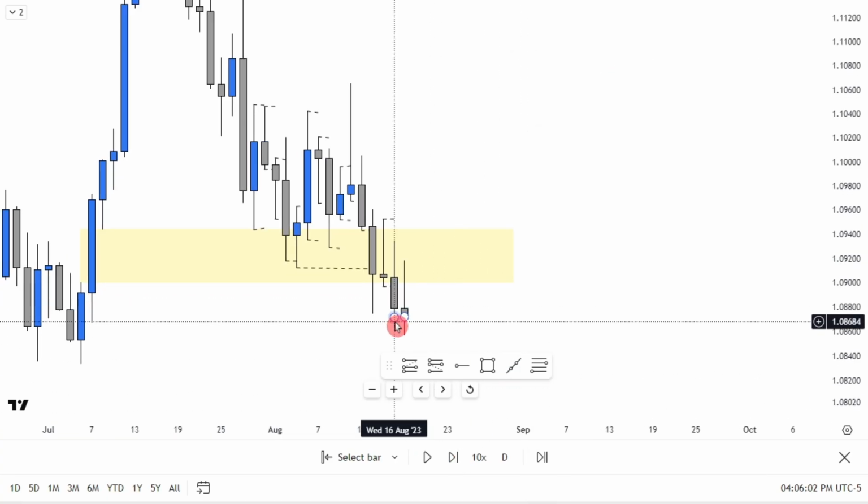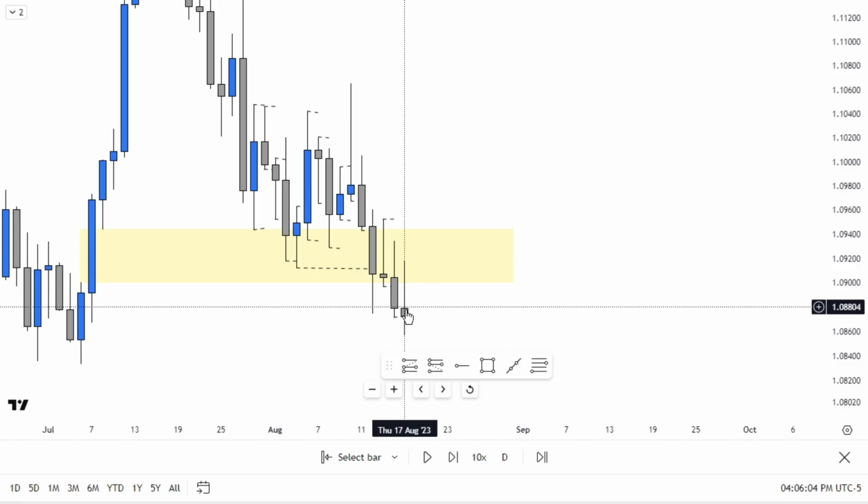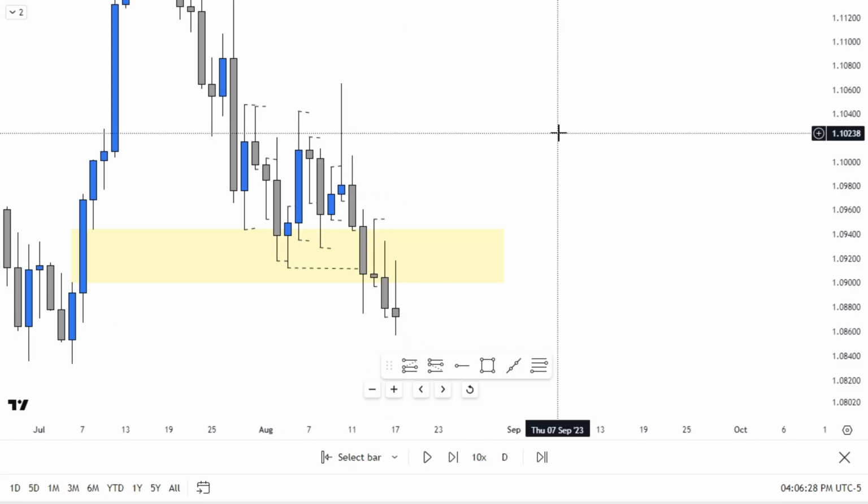What does price do? Price wicks below previous day low and then it closes above. And then price goes on and on. The same cycle goes on and on and on. So now we're going to take a look and pair this with a strategy.